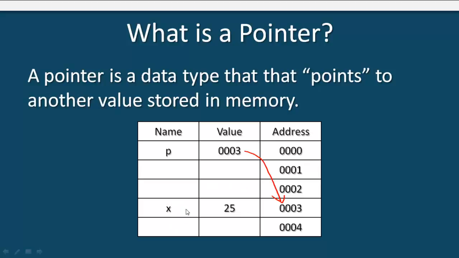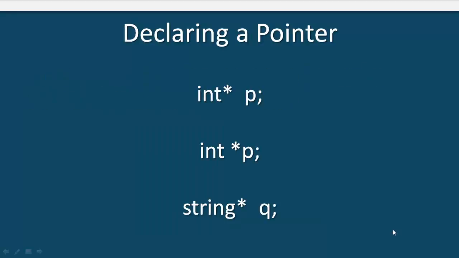Why not use it? In this particular case we could, and we should, use X. We shouldn't be introducing a pointer unnecessarily. But later on we're going to see examples where we're going to need pointers. There's no way for us to get around using pointers in many situations in C++ programming. So the big idea here is just to know that pointers are a data type and they hold addresses of other values in memory.